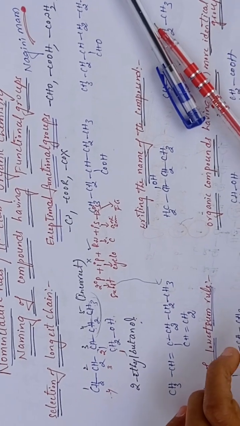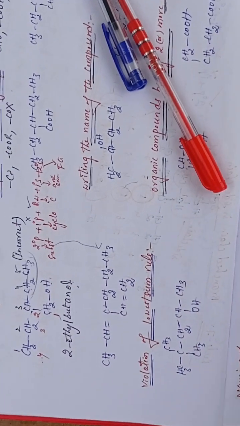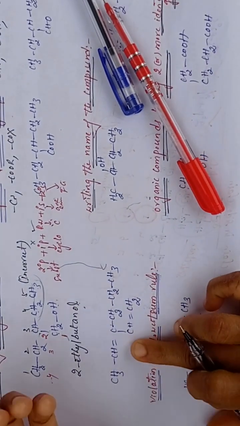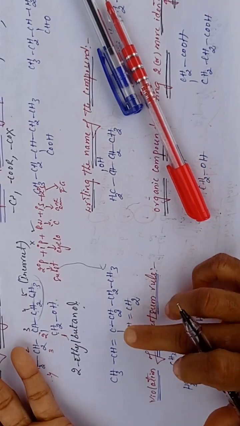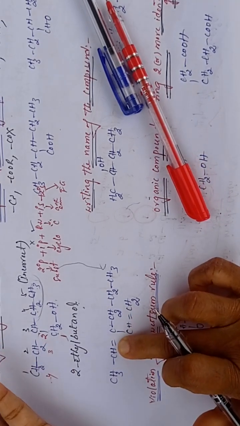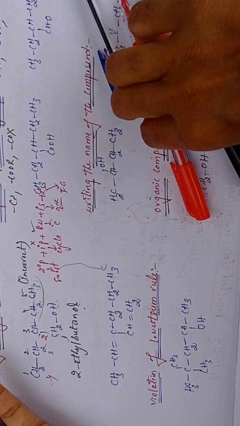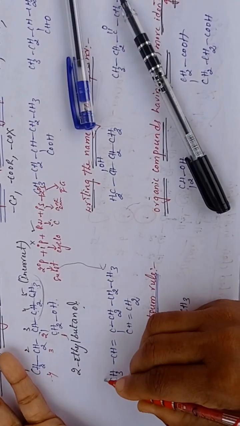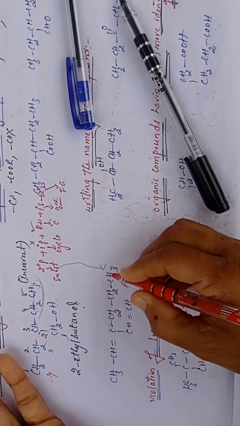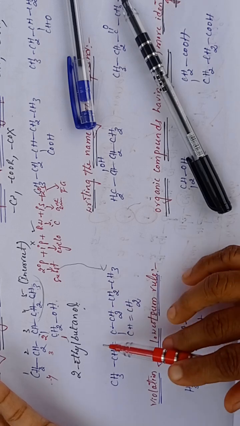Second example. See here. Here double bonds are there. Here a double bond is there. Now how to take the parent chain, students? How to select the parent chain? Tell me. Here if I take the numbering 1, 2, 3, 4, 5, 6, 6 carbon atoms are there.